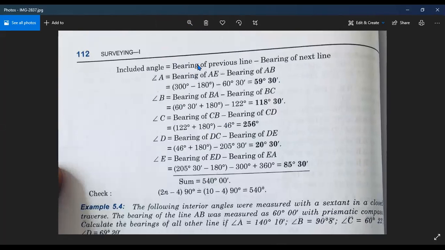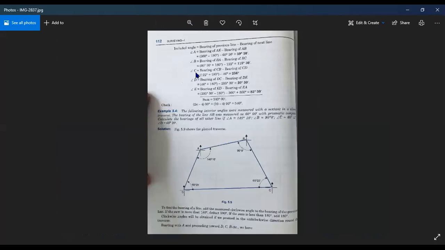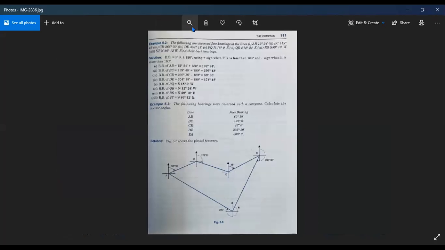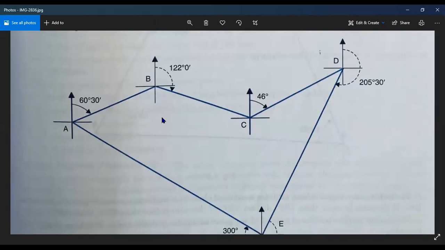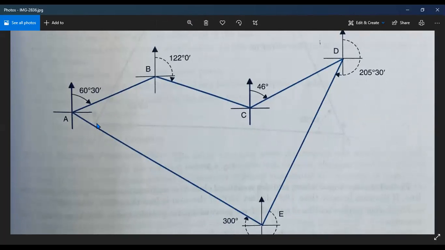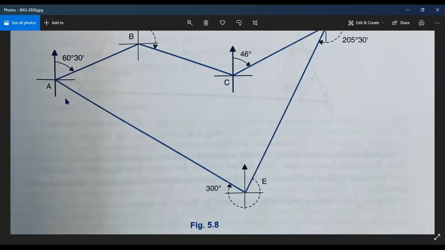The included angle at any point is the bearing of the previous line minus the bearing of the next line. That will give you the included angle. For the angle at A, if I require this included angle, it is the bearing of the previous line minus the bearing of the next line. The previous line is AE here, the next line is AB. So I require the bearing of AE. I have the bearing of EA, that is 300 degrees.